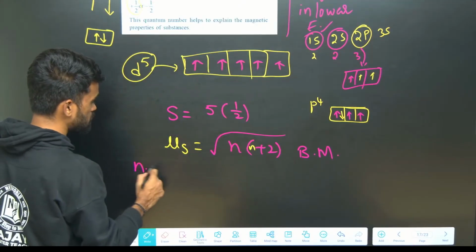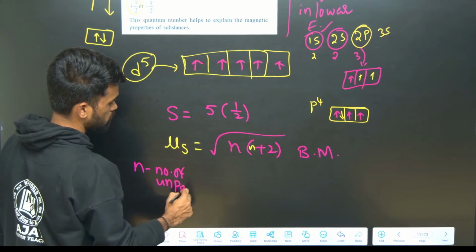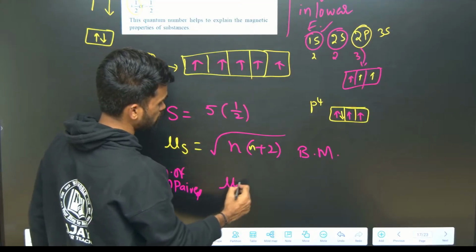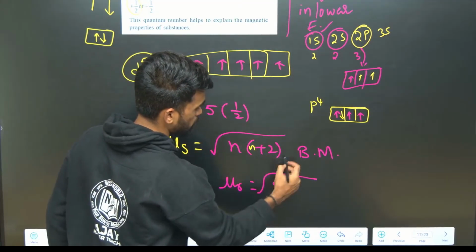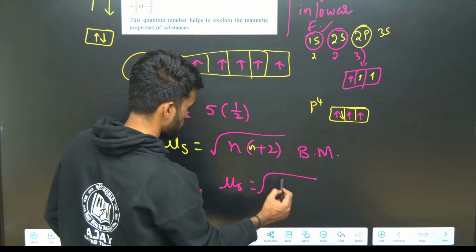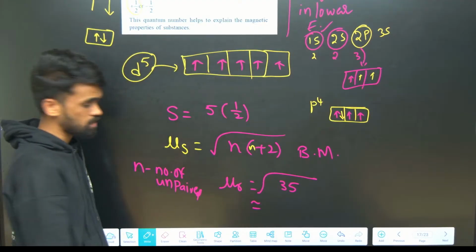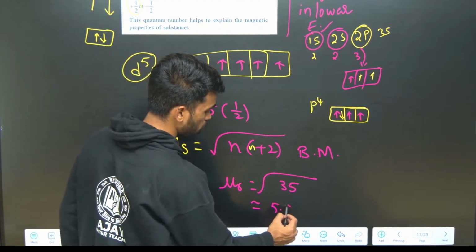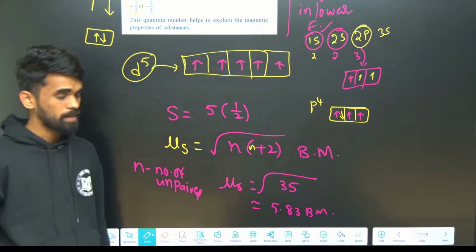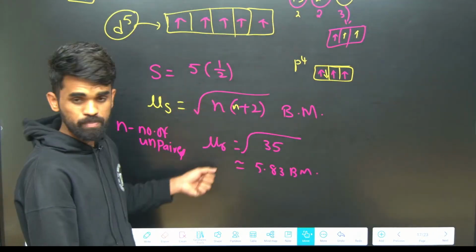So n represents the number of unpaired electrons. How many unpaired electrons are there here? 5. So use that 5 here. So 5 into 5 plus 2, 7, that is 35. So this will be near root 36, which is 6. So this will be around 5.83 Bohr magnetons. So you got how to find the spin magnetic moment.